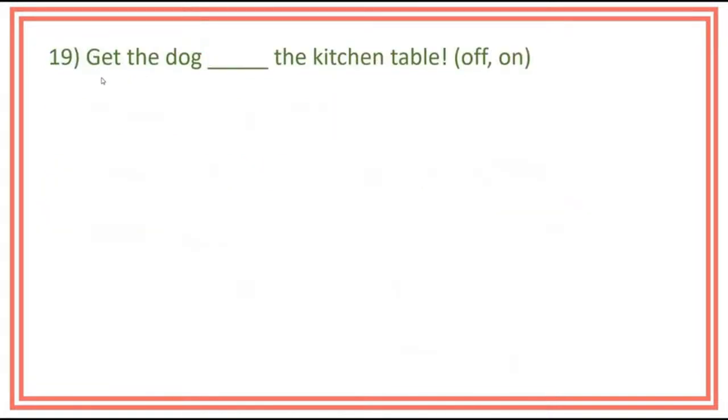Number 19. Get the dog blank the kitchen table. Prepositions inside the bracket are off and on. Answer is, get the dog off the kitchen table.